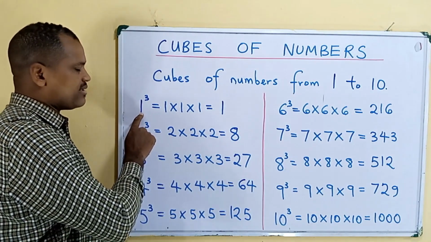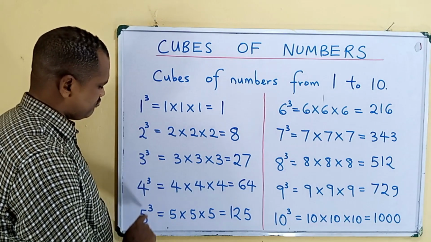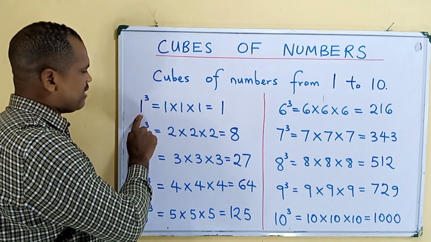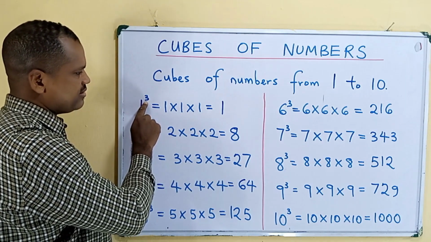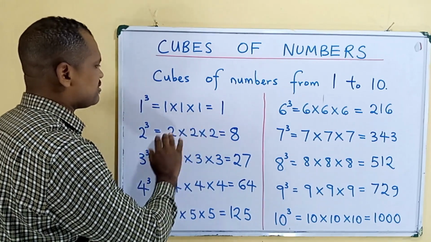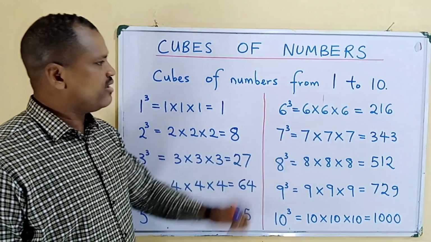This is how to write cube of 1. Just the number, write 3 at the top, at the side here. Then this means this, and of course that will give you 1. So the same thing goes for all of them here.